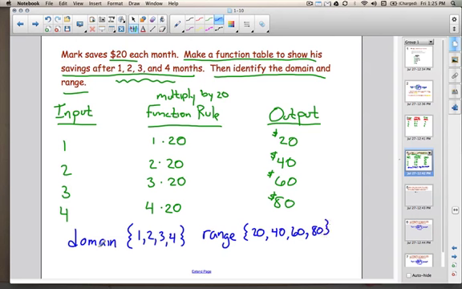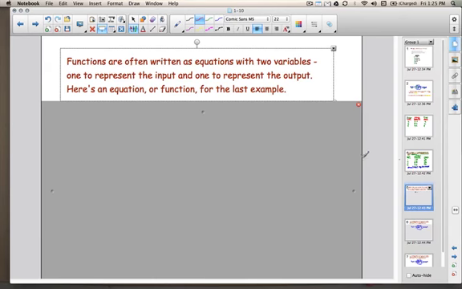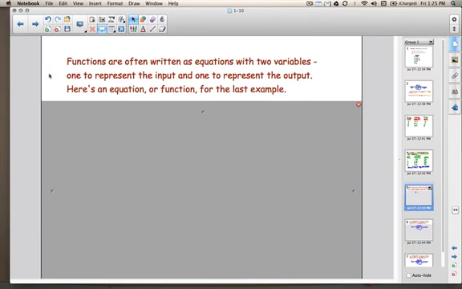So now I've written out the domain and the range. We made the table, so we did the first part. We made the function table. We did the second part. We identified the domain and range. Let's try another example, or let's take a look at something different.